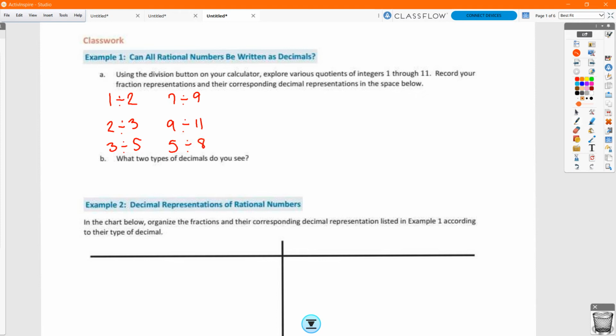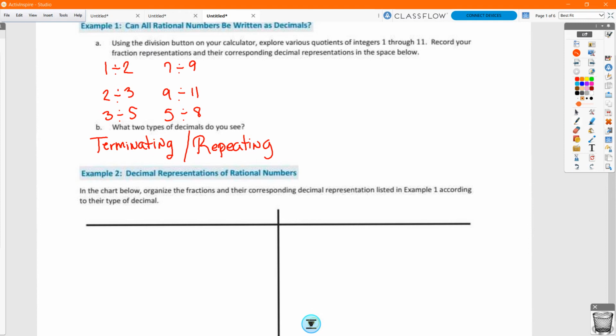Just random numbers, and you're going to start to notice that there are basically 2 types of numbers that keep on popping up. You either get a terminating decimal or a repeating decimal. These are the 2 types of decimals you are more likely to see. Keep on using your calculator, and you'll see more.